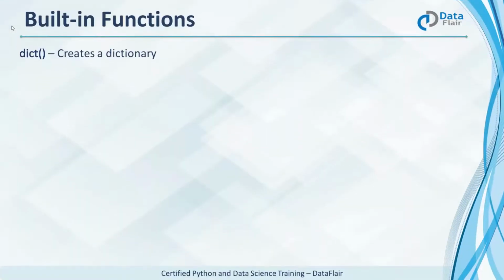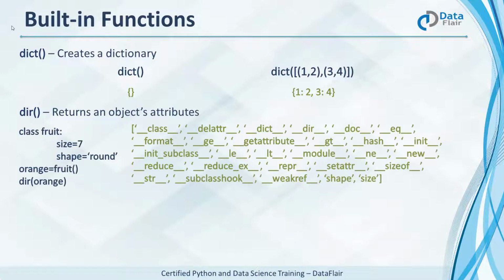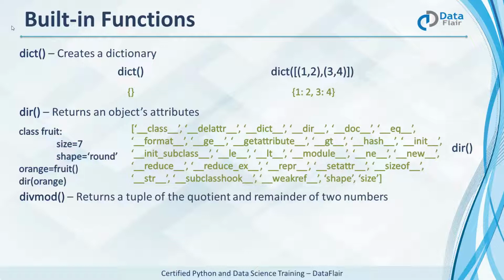The dict function helps create a dictionary, an empty dictionary. This one uses two tuples to create key value pairs. dir tells us an object's attributes. This is a list of all that we can call on a Fruit object. And without an argument, this function tells us the available names in the interpreter. Divmod divides two numbers and returns a tuple of the quotient and the remainder. 3 by 7 is 0 and 3 mod 7 is 3. 7 by 3 is 2 and 7 mod 3 is 1.